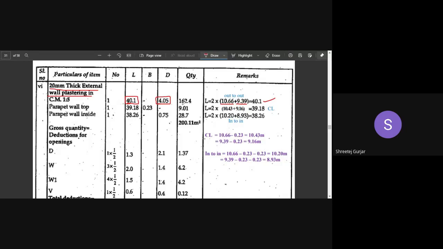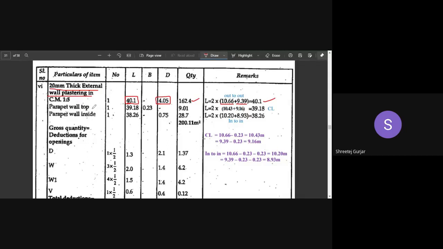What height do you have to consider? From 3.2, that is your floor to floor height, plus your RCC roof thickness, that is 0.1, plus your parapet height. That is how you get your depth. So this is the quantity of your external plastering.